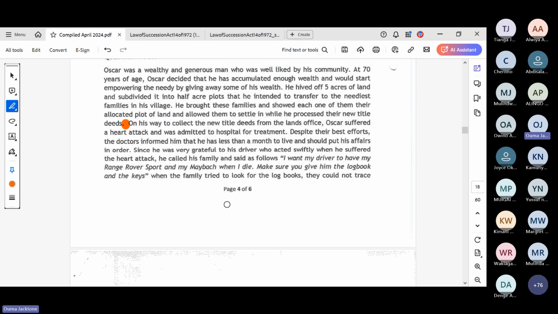What about the car, the Maybach and the Range Rover Sport that are supposed to be going to the driver? To Joan? I would say that it is a gift in contemplation of death because he has received information from the doctor that he has less than a month to live, and the gift did not pass because there is no delivery that has been done, either of the gift or anything that signifies ownership of the gift.